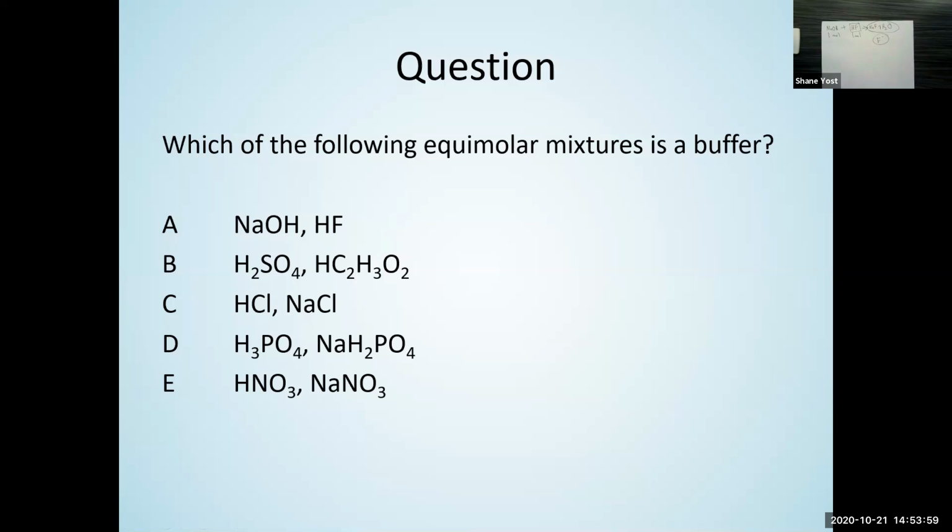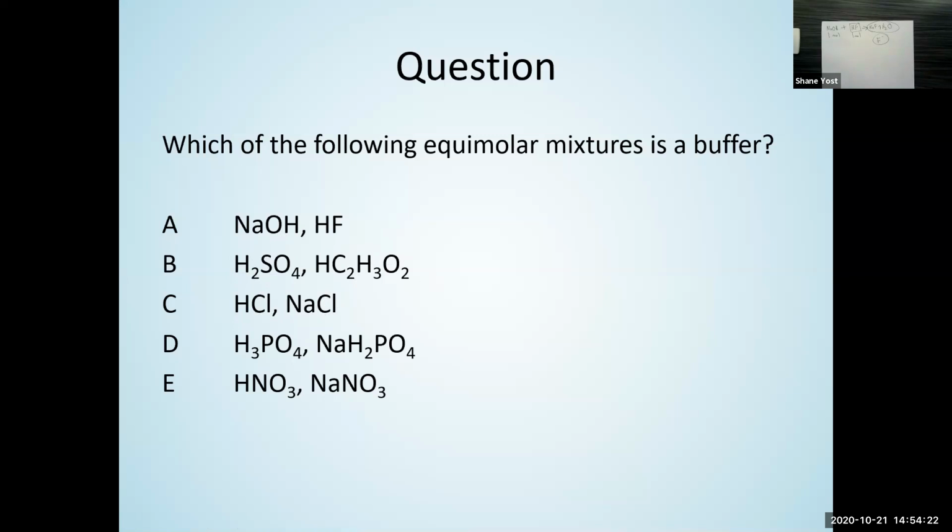I need to add an acid and its conjugate base into solution in some way. In C here, I'm adding a strong acid and then a salt. Technically Cl is a conjugate base of HCl, but HCl is a strong acid, so it is not going to form any type of buffer solution.